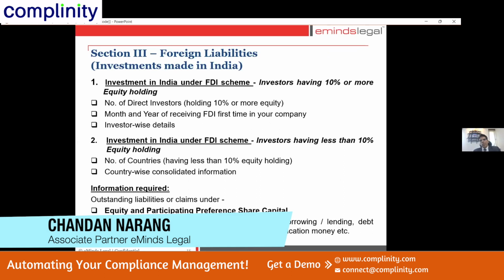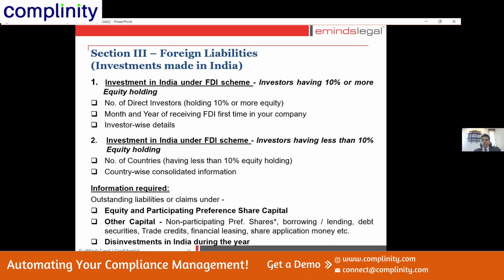Coming to section 3 now, which talks about foreign liabilities. From here, we'll talk about the non-resident part. The liabilities to the non-residents are covered in section 3. Under this section, there are four categories, basically 4 points.